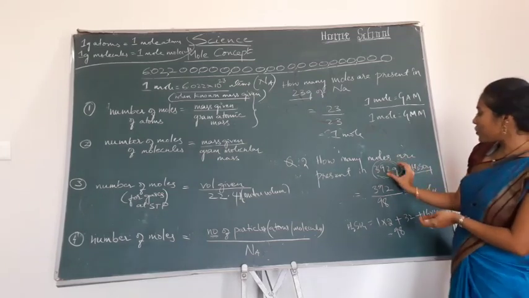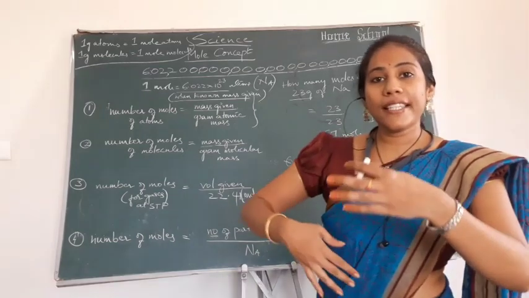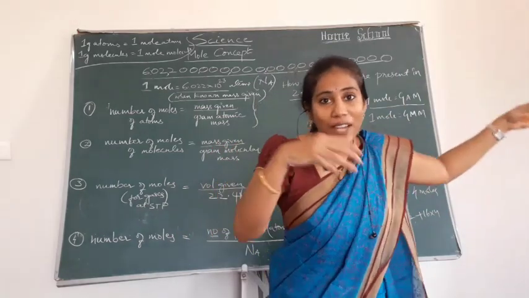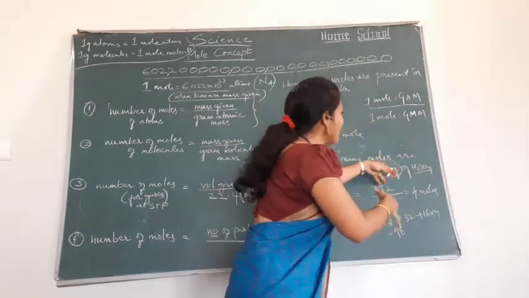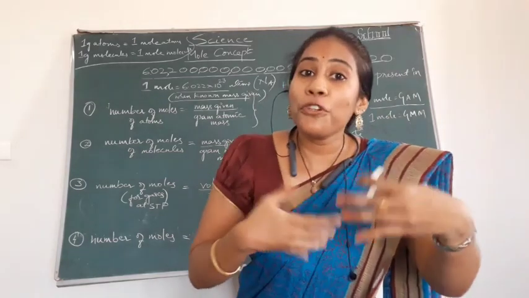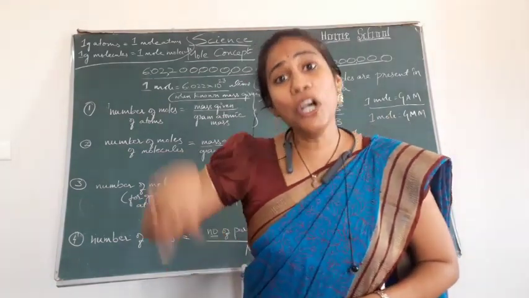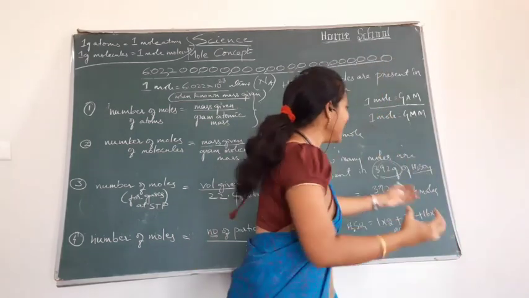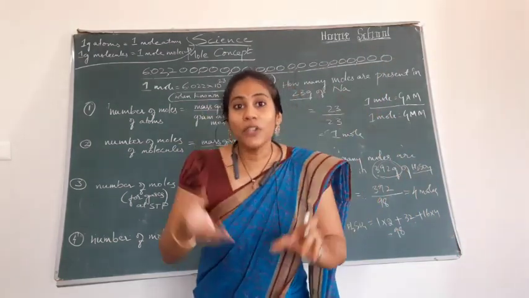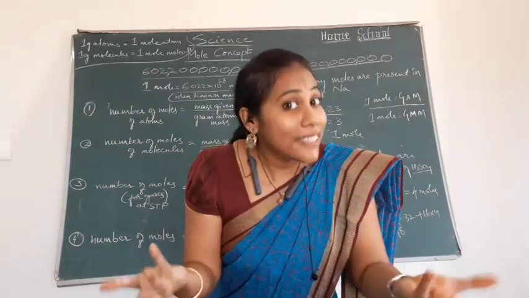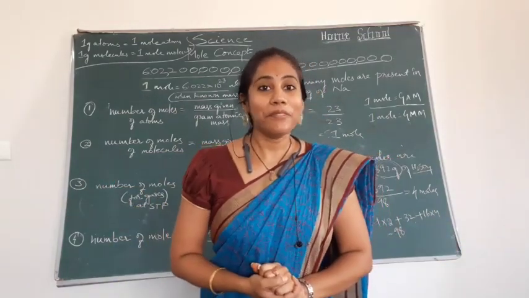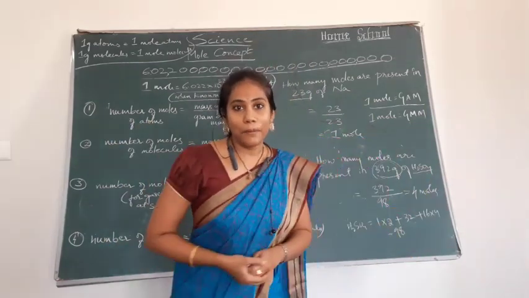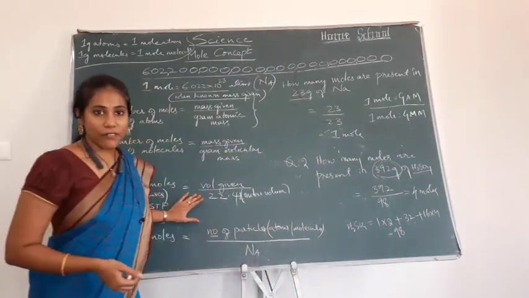That means in this much amount of H2SO4, how many moles are there? 4 moles, just like 12 is 1 dozen, 1 score, like this. 4 moles means 4 into 6.022 into 10 to the power of 23 molecules are there. So in this many grams of sulfuric acid, that many molecules are there. Clear? So this is how we calculate the moles of a certain compound. Okay, we'll go for the next question.